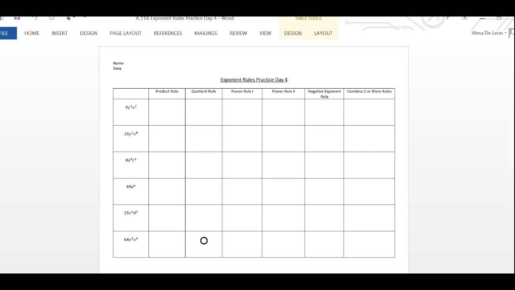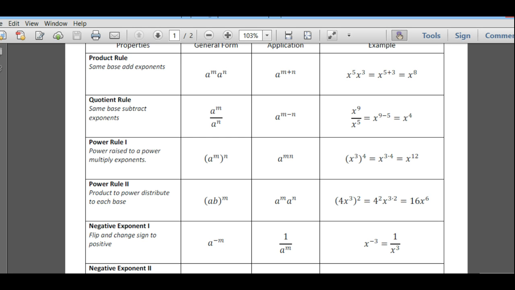Okay, so we came up with a problem that using the quotient rule gives us 9y to the fourth power x squared. Now we need to come up with a problem that using the power rule will result in the same solution. So we're going to go back to our notes, power rule number 1.